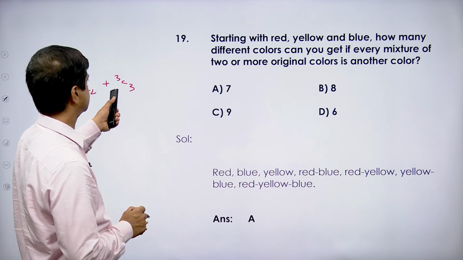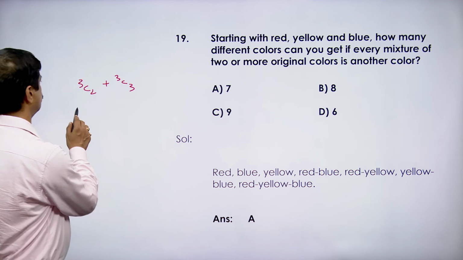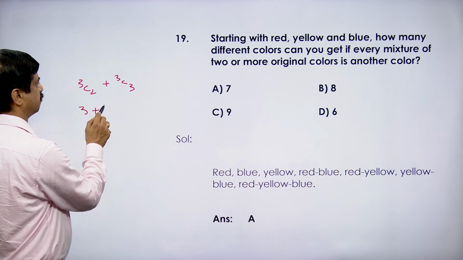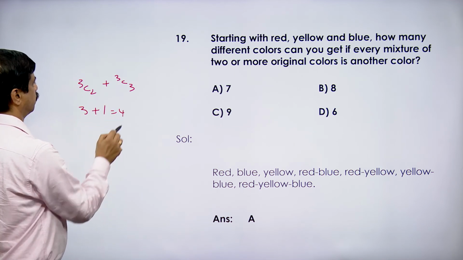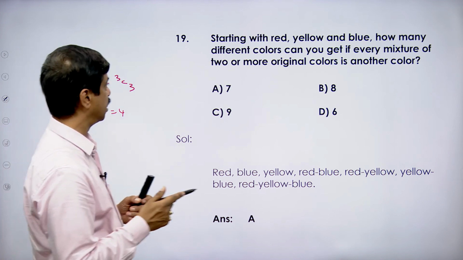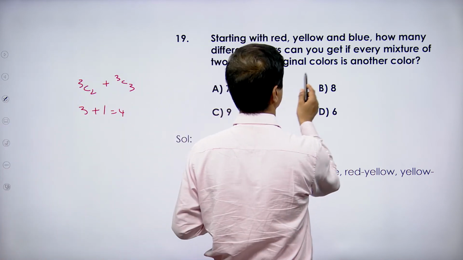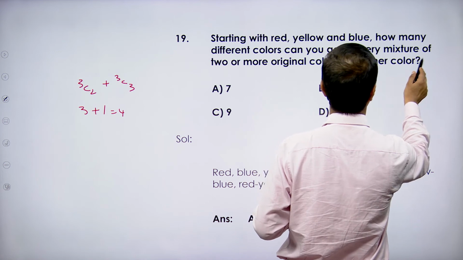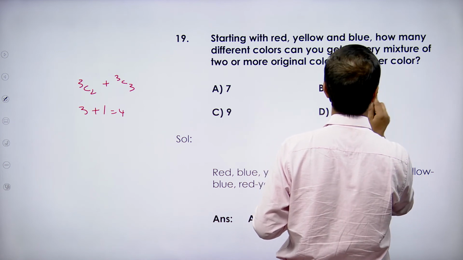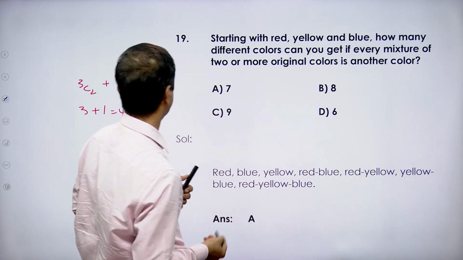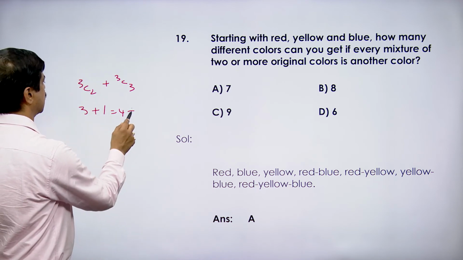Or means plus, 3C3 ways. So 3C2 means what? 3 plus 1 is 4. So even it should have been a different question: 1 or 2 or more colors. If it is 1 or 2 or more colors, then we can get another 3.